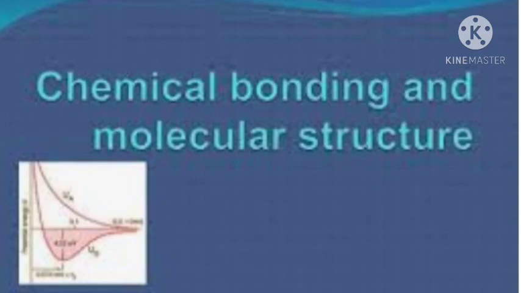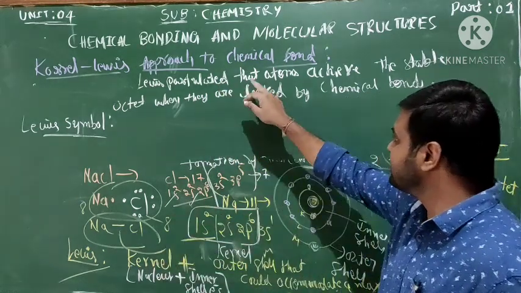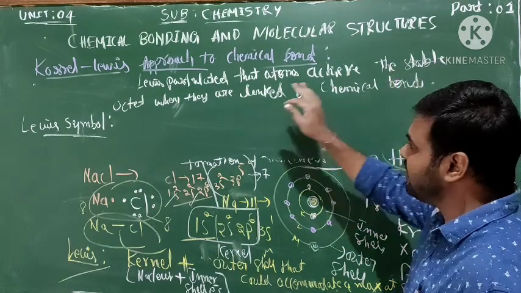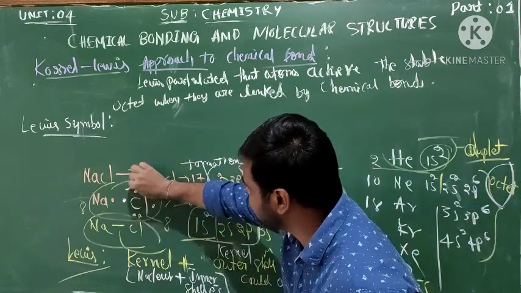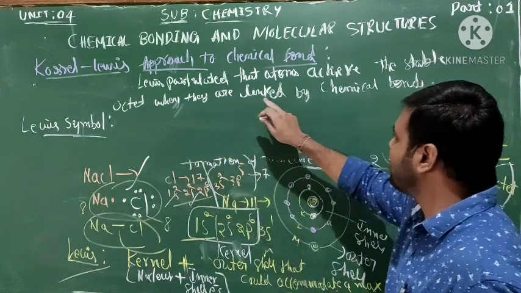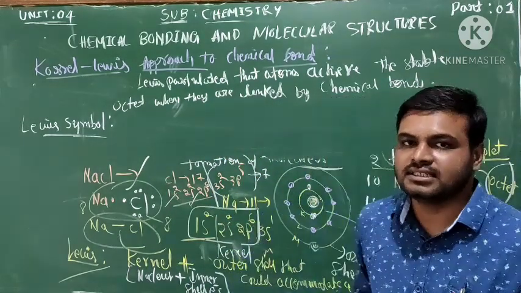Today we are going to discuss Unit 4, Chemical Bonding and Molecular Structure. Now going to the Lewis symbol. Lewis postulated this concept to explain that atoms achieve a stable octet. The stable octet rule applies when atoms are linked by chemical bonds. Clear? Then later, G.N.